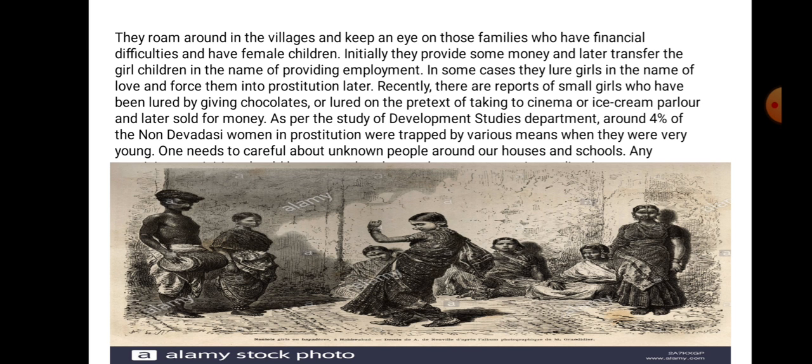As per the study of the development studies department, around 4% of the non-Devadasi women in prostitution were trapped by various means when they were very young. One needs to be very careful about unknown people who are around our houses and schools. Any suspicious activity should be reported to the teachers or parents immediately. So here is a picture of small Devadasi children who are playing.